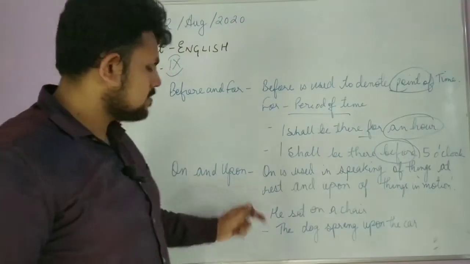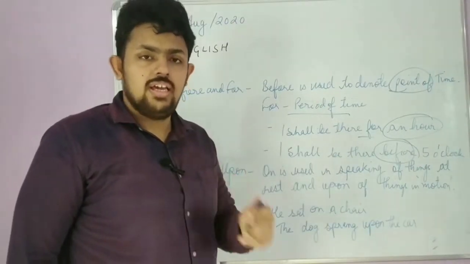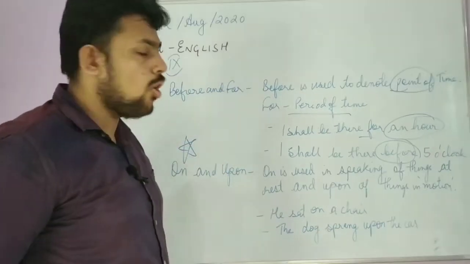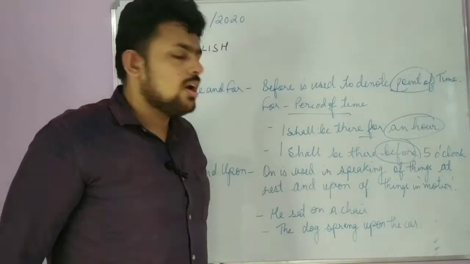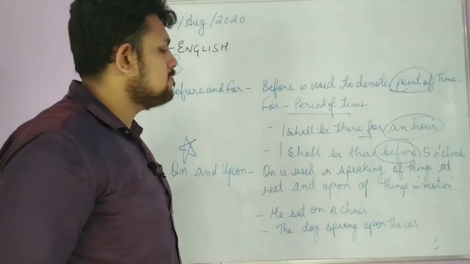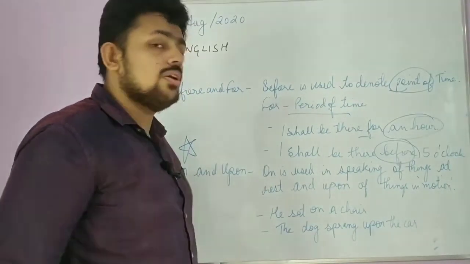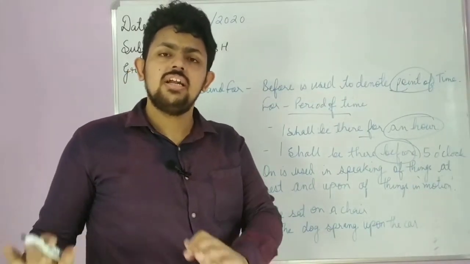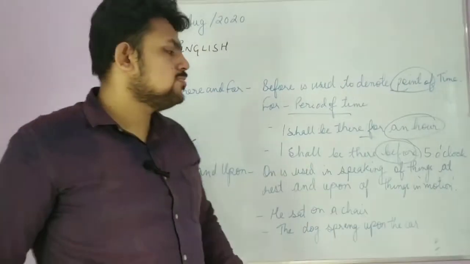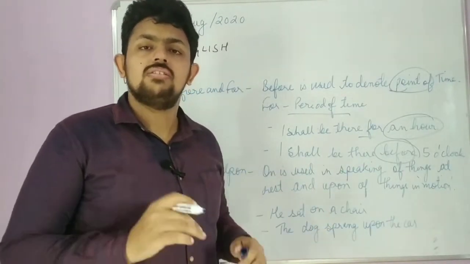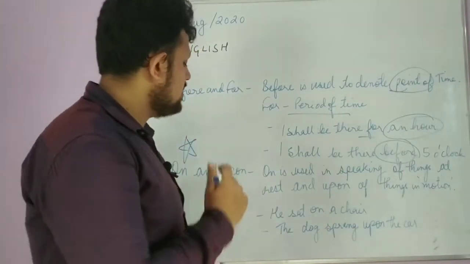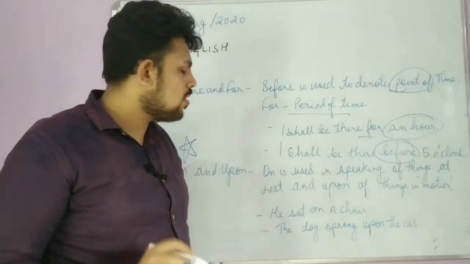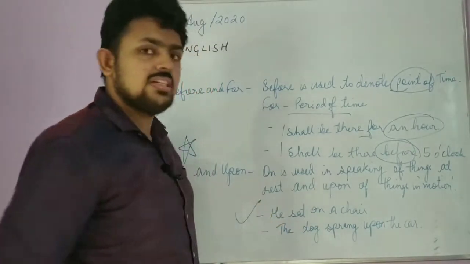Okay. Now the last preposition, it is very important. Here also you commit a lot of mistakes. On and upon. See the use. On is used in speaking of things at rest, while upon is used for things in motion, while the things are moving. See the example: He sat on a chair. He sat upon a chair is wrong. He sat on a chair because it is at rest.